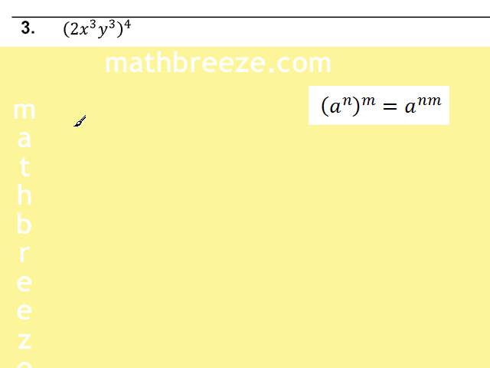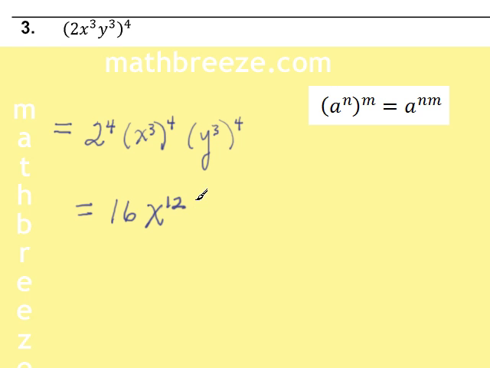All right, so basically everything is being raised to the exponent 4, the 2 as well. So let's start by raising 2 to the exponent of 4, and then also x cubed to the exponent of 4, and also y cubed to the exponent of 4. All right, so 2 to the 4th, that's equal to 16. And x cubed to the 4th, just multiply, and we get x to the 3 times 4, or x to the 12. And here also y to the 3 times 4, or y to the 12.